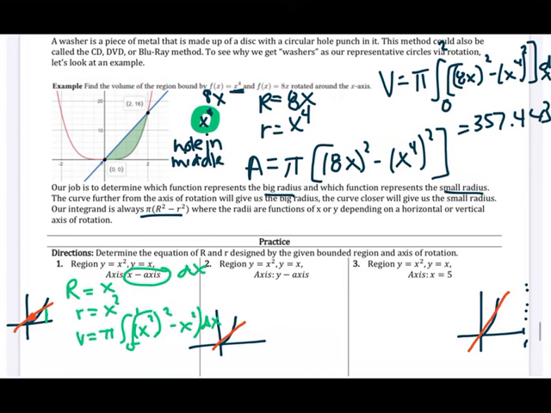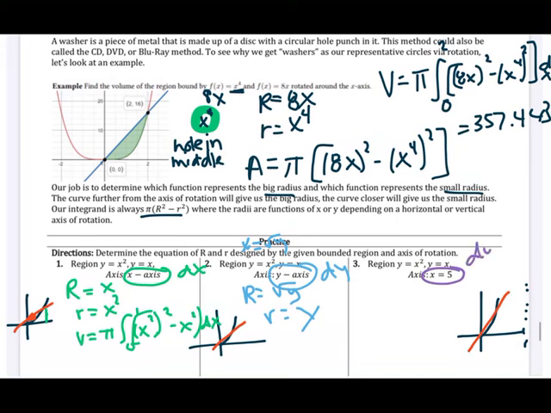On number 2, since we're rotating around the y-axis, that means we're going to be integrating with respect to y, which means we are going to solve this to get x equals square root y. Big R, further from the y-axis, is going to be that square root y. Little r is going to be just y. So we could set that up as pi times the integral from 0 to 1 of square root y minus y squared dy.